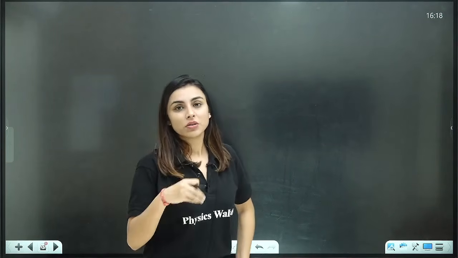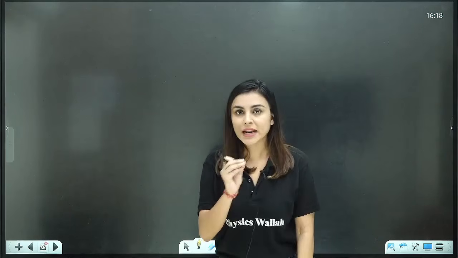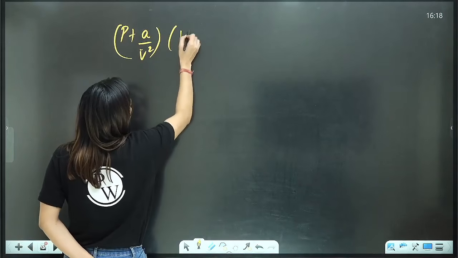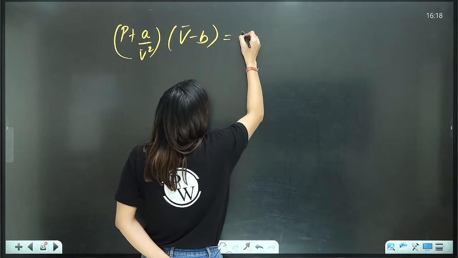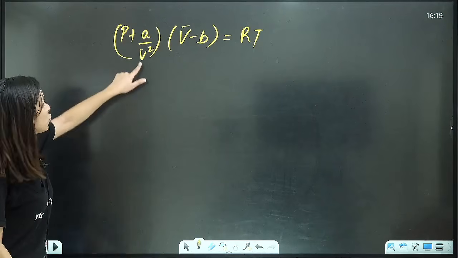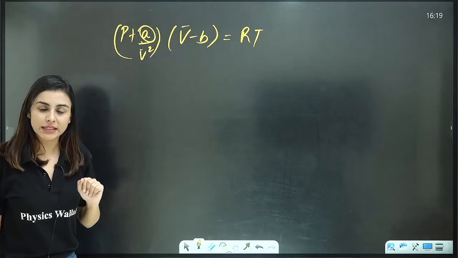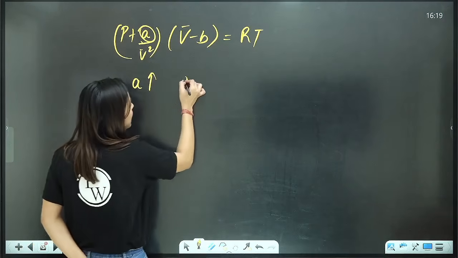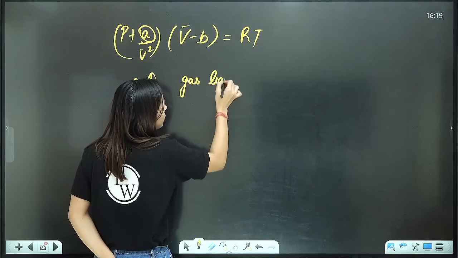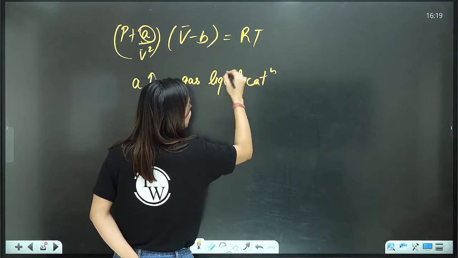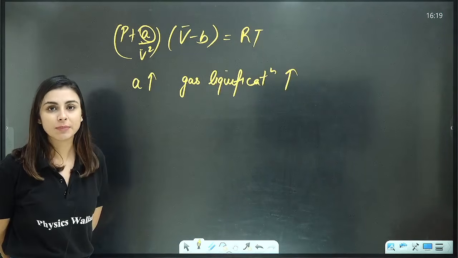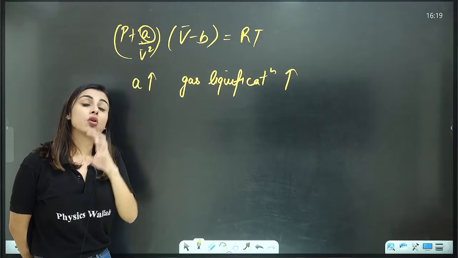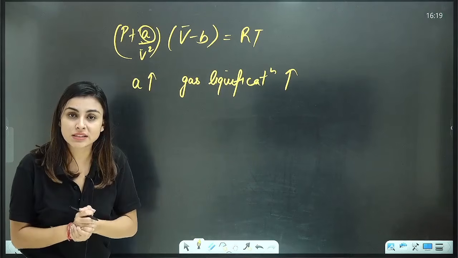When in states of matter, you talked about the van der Waals constant A, right? I hope you remember (P + a/V²)(V − b) = RT, right? So this A was your van der Waals constant. Now you know that when A increases, gas liquefaction increases. This you read in the states of matter chapter. The more the A value, the more the gas is liquefiable, right? Why is it liquefiable? Because it has more force of interactions.